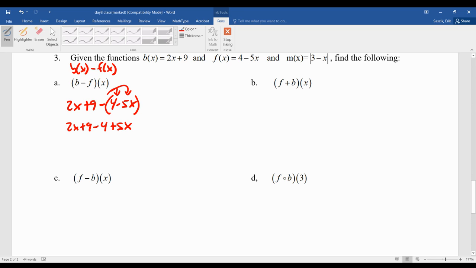Okay? Now we're not done yet. We have to combine like terms, x's with x's. So 2x plus 5x is 7x.